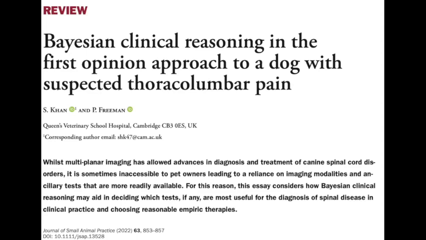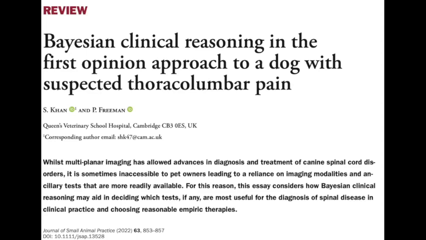Introduction. Spinal disorders are a common reason for presentation in clinical practice, and these cases present a significant challenge to the practitioner with more than 40 potential differential diagnoses to consider. Previous studies have shown that history, physical examination, and neurological examination findings can aid in producing an accurate and prioritized list of differential diagnoses. However, multi-planar imaging is often required for further differentiation, with MRI and CT being considered the most valuable. Whilst such imaging has allowed advances in diagnosis and treatment of canine spinal cord disorders, it is often inaccessible to pet owners for financial, geographical, or, more recently, global pandemic reasons.